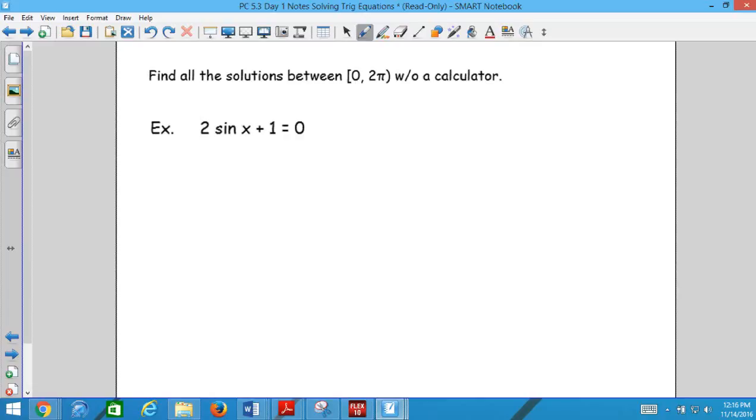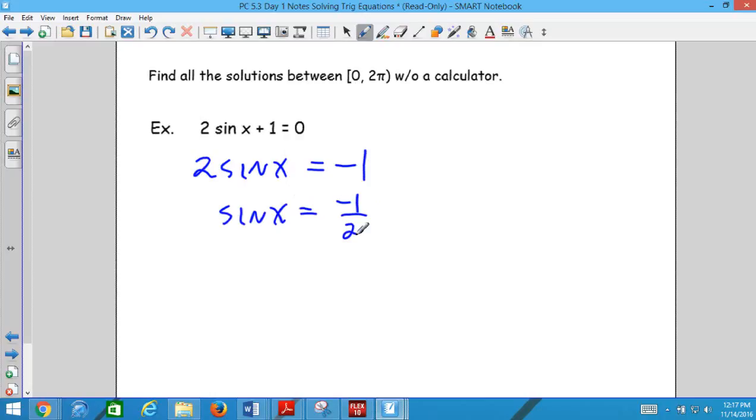All right, so how do I solve for x? What should I do to both sides? I'm going to isolate x. Subtract 1. Okay, so we got 2 sine x equals negative 1. Then what? Divide by 2. So I get sine x equals negative half.